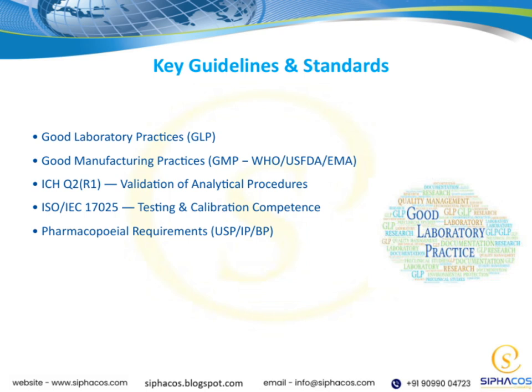Then, we have ISO IEC 17025, which defines the competence requirements for testing and calibration laboratories, ensuring that labs meet international standards for technical capability. Finally, we can't forget pharmacopoeial requirements, like those from USP, IP, and BP. These provide the official standards for drug substances and products, guiding quality and safety. Overall, these guidelines and standards form the backbone of our quality assurance framework, ensuring that every step from lab to manufacturing meets rigorous requirements, thereby safeguarding public health and maintaining trust in our products.